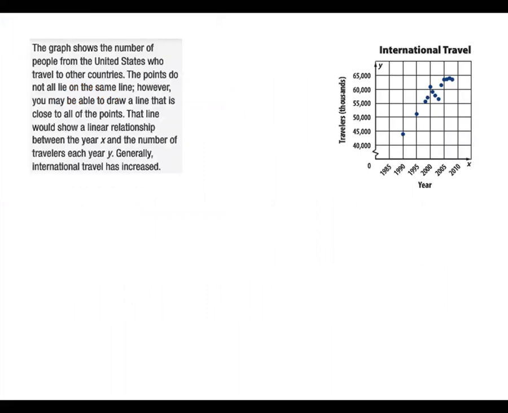This graph shows the number of people from the United States who travel to other countries. The points do not all lie on the same line. However, you may be able to draw a line that is close to all the points. That line would show a relationship between the year X and the number of travelers each year. Generally, international travel has increased. You can see as you move from left to right on this graph, the points generally go up.